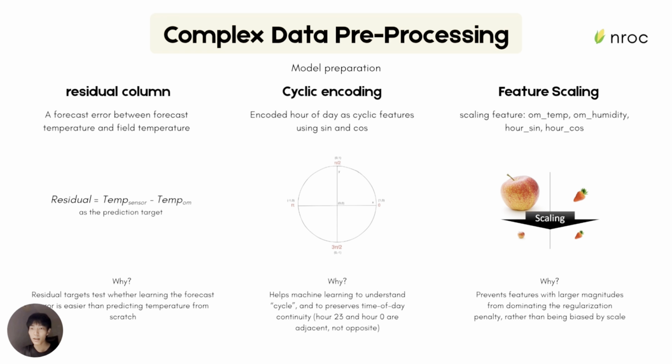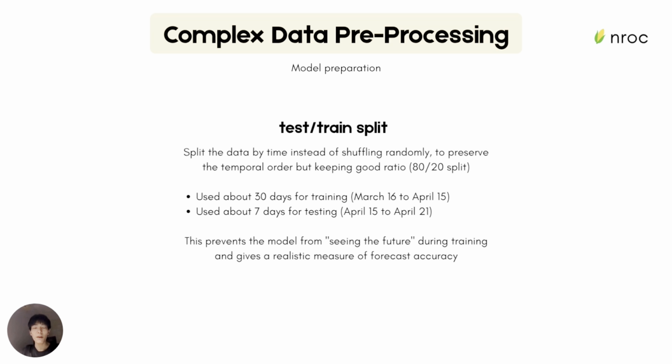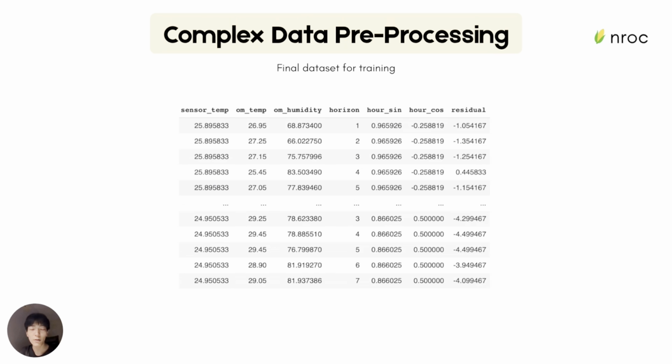Last but not least is feature scaling, where we scale forecast temperature, forecast humidity, hour sine, and hour cosine, since it prevents features with large magnitudes from dominating the regularization penalty. Move on to test and train splitting, where we split into 80 and 20, 20% for testing and 80% for training. Here is a quick look into our dataset for training.